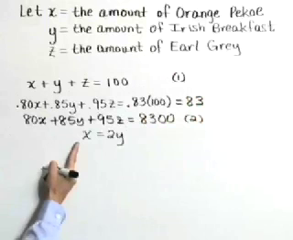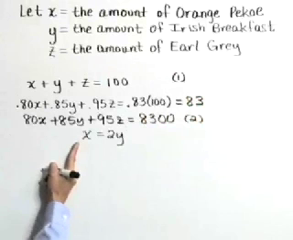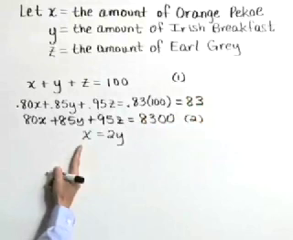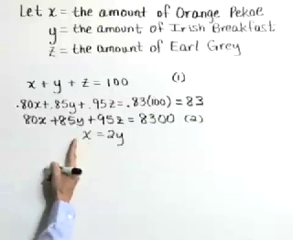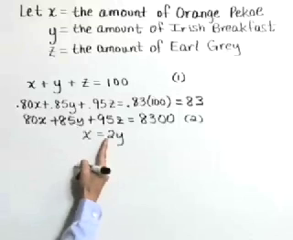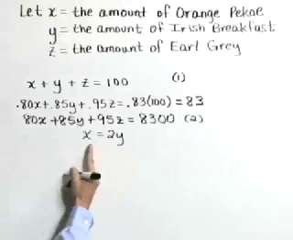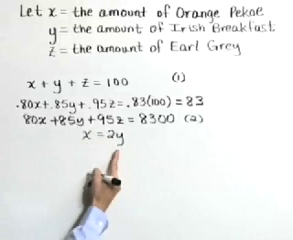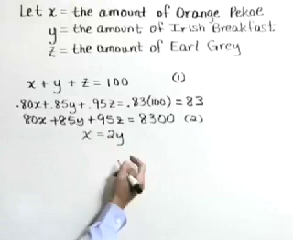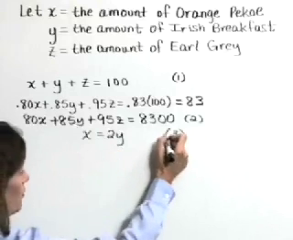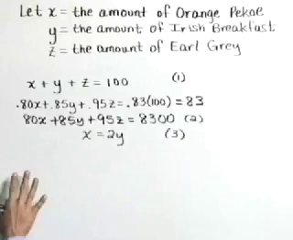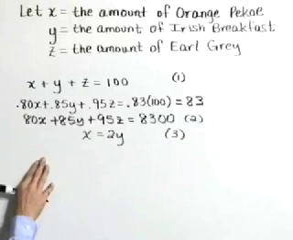Now we need a third equation. We're told that he wants to use twice as much orange pekoe as Irish breakfast. So this amount X is going to be 2 times Y. The amount of orange pekoe is 2 times the amount of Irish breakfast. Let's identify that as equation 3. So we've completed that step, we've written our equations.